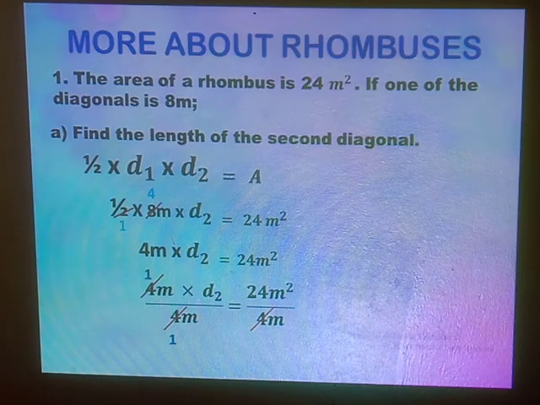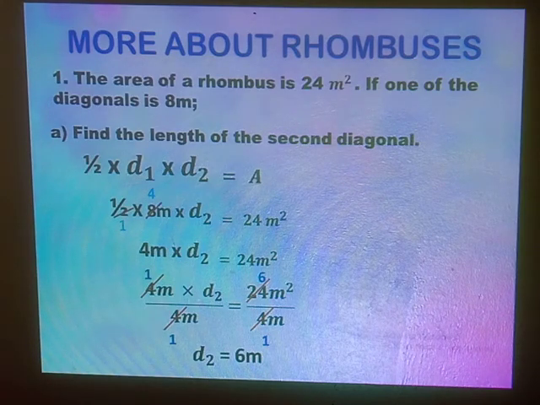4 divided by 4 will give us 1. Then 24, we divide 24 by 4, we shall be able to get 6. Now let's look at our units as well. The numerator will have square meters, the denominator will have meters. If we reduce by meters, we shall also be able to get something there. So square meters divided by meters will give us meters. So let's look at our answer. Diagonal 2 is equal to 6 meters.